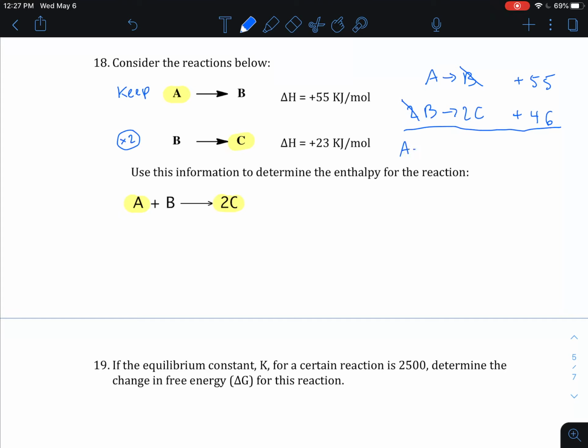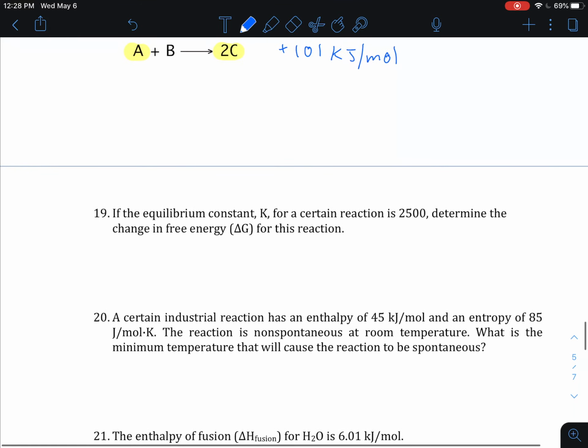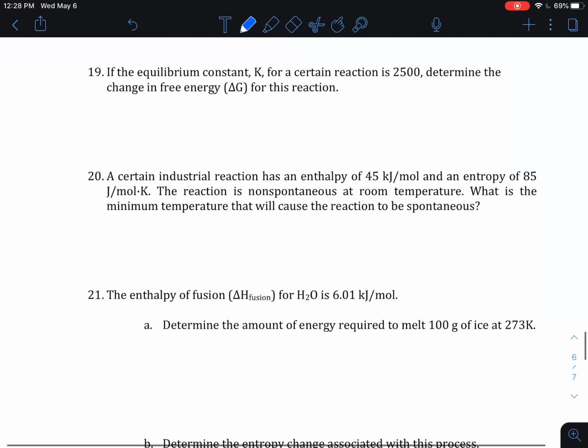So now the 2B and the B are on opposite sides, so the B can cancel with the coefficient, and that'll give me the correct equation. A plus B makes 2C, and when we add that together, it looks like we get 101. So for this desired reaction, it's positive 101 kilojoules per mole. So kind of slightly different problem, but the same approach. You're looking at your target reaction and trying to see what you need to do to the other reactions to make them match up.